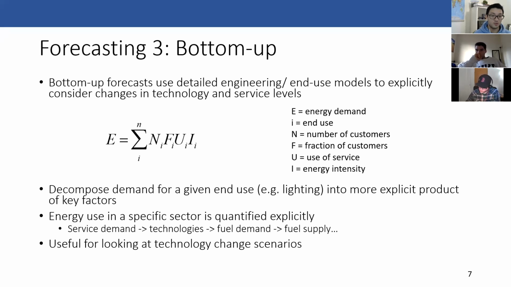If I wanted people to drive less, then I could affect the use of service. And that is just for I equals your passenger cars. You could do the same for lighting, or for anything else. These types of changes would be very difficult to do in the top-down model because they're specific and they're only affecting a portion of the aggregate. So these types of models are really nice for looking at changes in specific technologies.